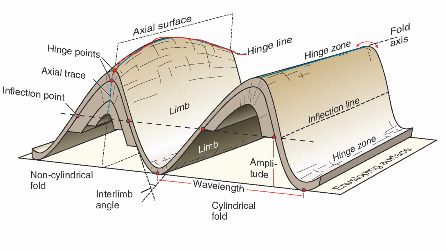All right, well then on either side of the hinge line we have limbs. So here's a limb and here's a limb. Okay, then our axial trace is going to be a line that represents the halfway mark. All right, where, if there was a plane cutting down, what would that line be? Where would it be? That's going to be your axial trace here.